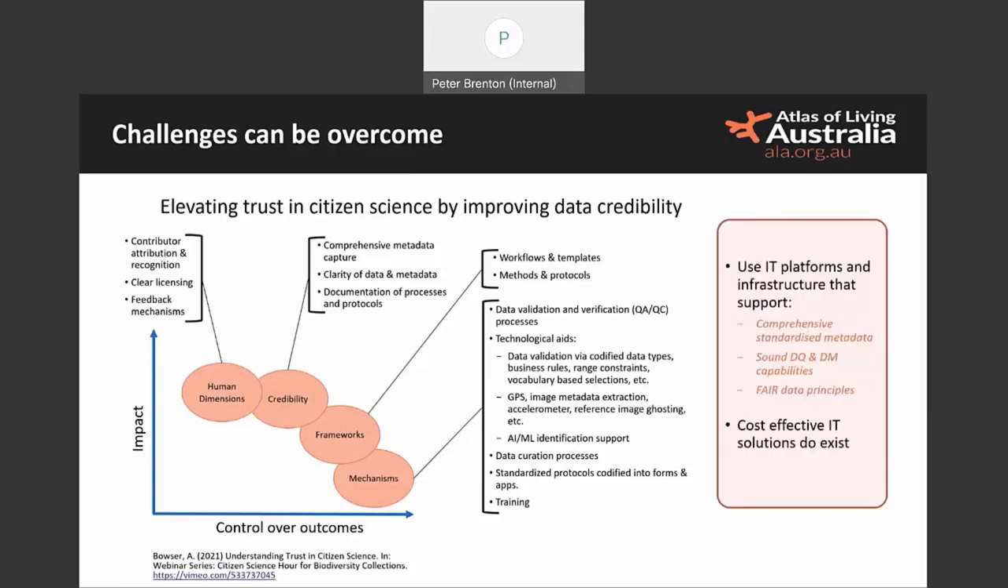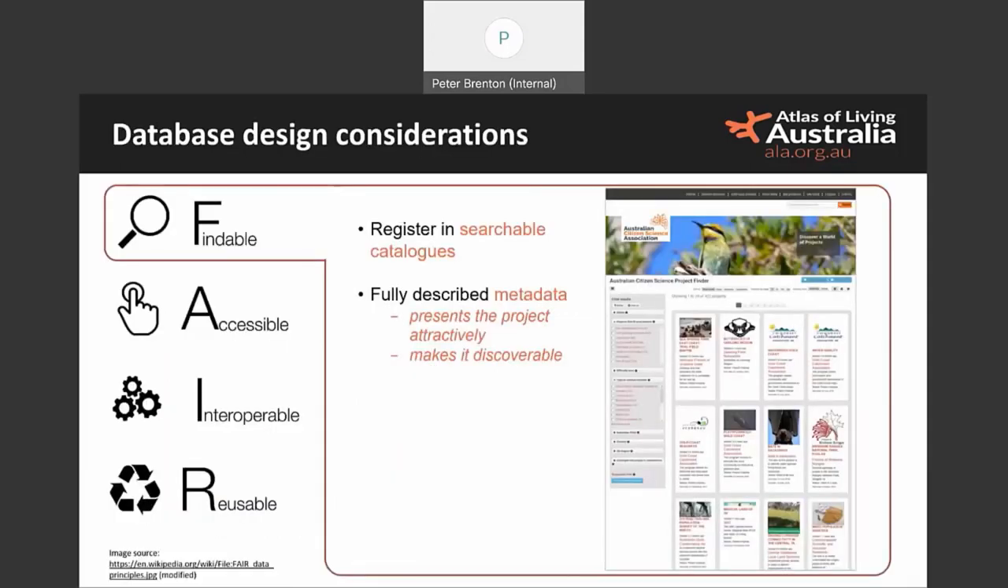So when you select IT platforms and infrastructure to record data within, for your projects, it's useful to consider things like how comprehensive and standardized the metadata is, whether it's actually even collecting the metadata. If it's not, then perhaps choose something that does, so that it can make your data more usable downstream. Choose systems perhaps that have good data quality and data management capabilities, and also that apply FAIR data principles. We'll cover FAIR in just a moment, but these are all important things for being able to share data and make it accessible and usable downstream. And also, there are very cost-effective IT solutions around that can do these things, and it's worth looking into those.